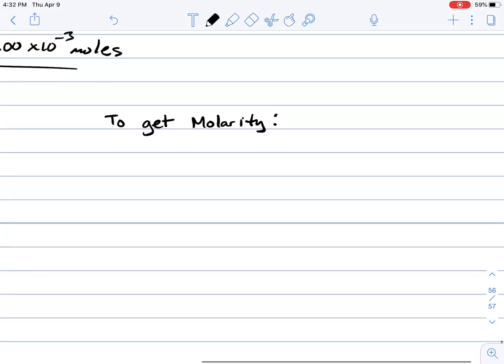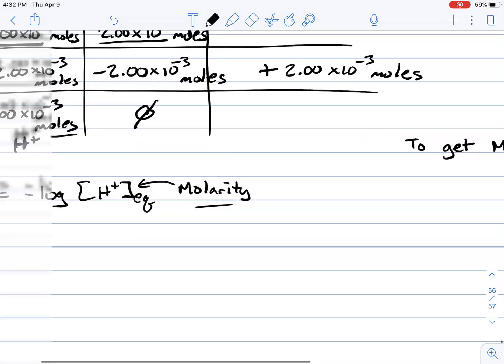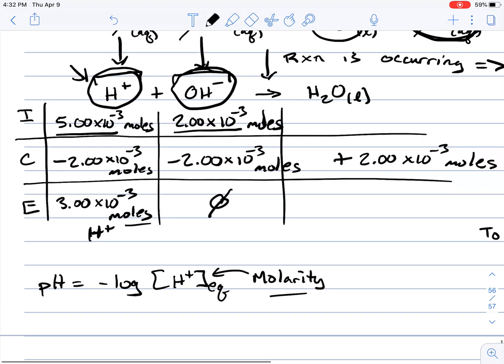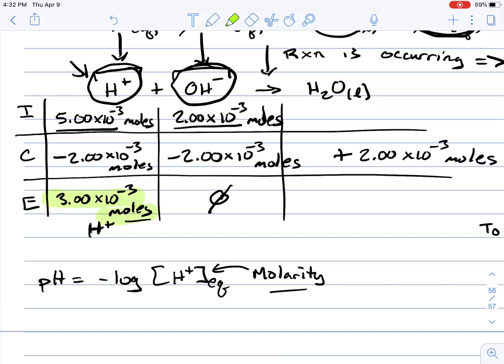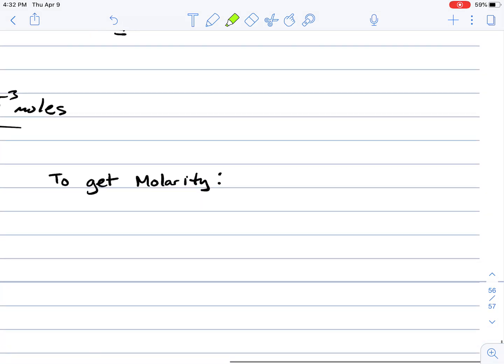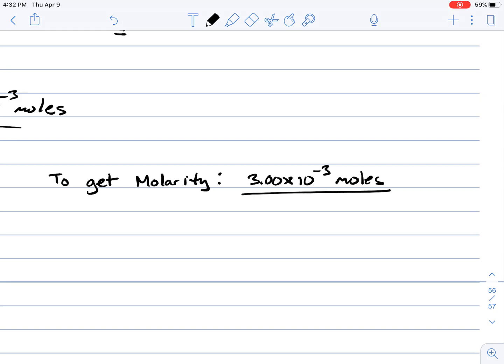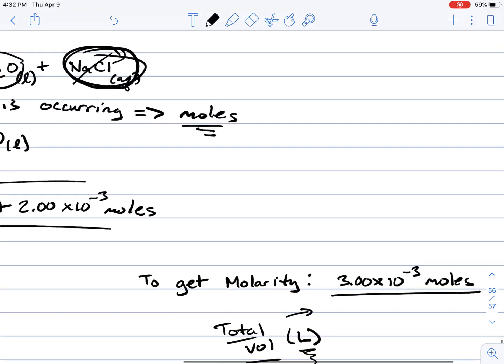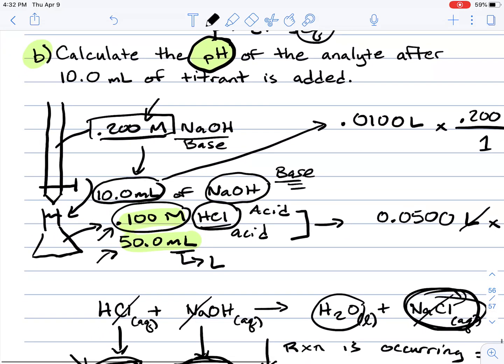what we're going to do is take the remaining value of hydrogen ions, which is 3.0 times 10 to the negative 3 moles. And then we're going to divide this by the total volume, and it needs to be in liters. So there's two items that we have to consider in the denominator. We have to make sure it's the total volume of the solution, and it needs to be in liter units. Okay, so let's think about what just happened here.